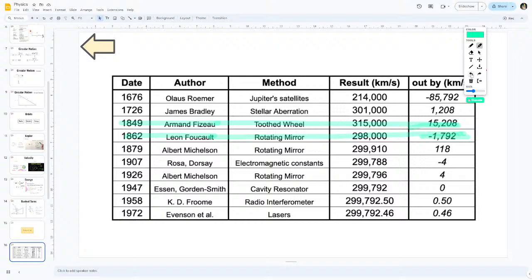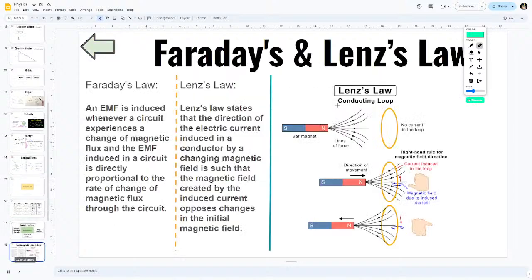Oh, I'm getting distracted. Yeah, don't really need to do any other one. You can see they get close to the known value of 3 times 10 to the 8. I mean, they're a bit off, but, you know, not much.